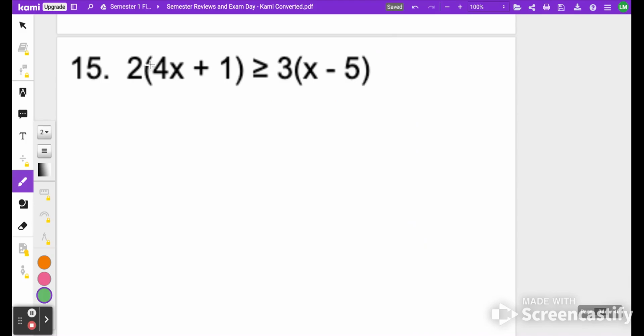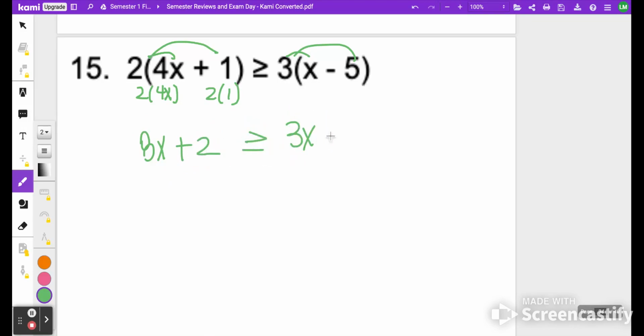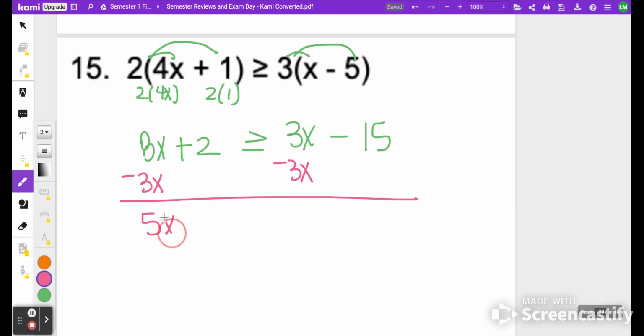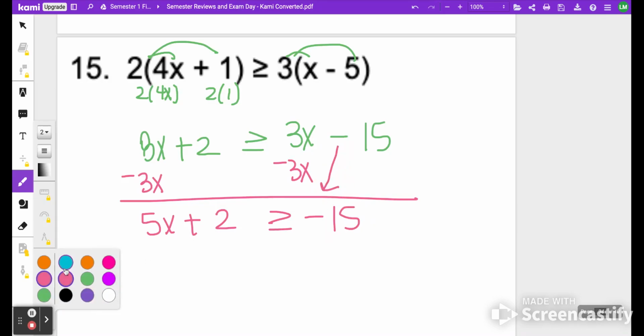Number 15, double trouble. We got distributing on both sides of my inequality symbol. 2 times 4x and 2 times 1. That's going to give me 8x plus 2 is greater than or equal to 3x minus 15. The next thing I'm going to do is move my smallest variable, which is this 3x, to prevent any negatives. I get 5x plus 2 is greater than or equal to negative 15 still. Notice I brought that negative down with the 15.